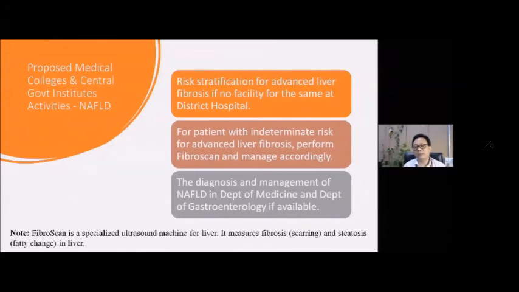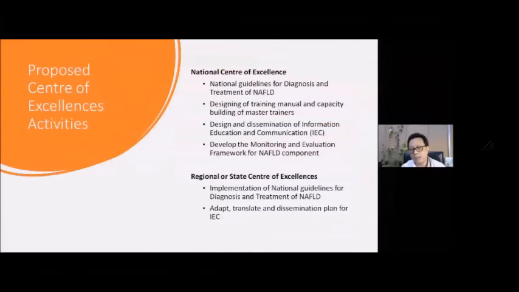It's usually done in the gastroenterology department if it is available. If not, the medicine department can also do that. So to handhold the NAFLD integration, we can also hope in the future for a national center of excellence, which can design training manual, capacity building of master trainers, and also design IEC material. Then monitor and evaluate the whole implementation of NAFLD component in the NPCDCS, because we know that whatever gets monitored, it gets done. So we'll have to do a lot of monitoring.